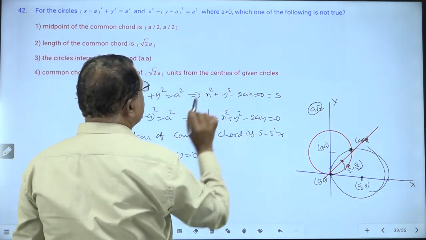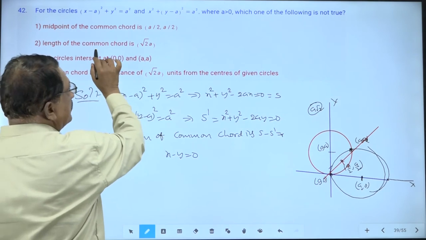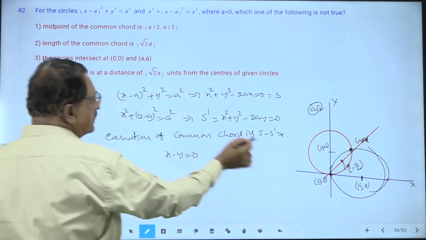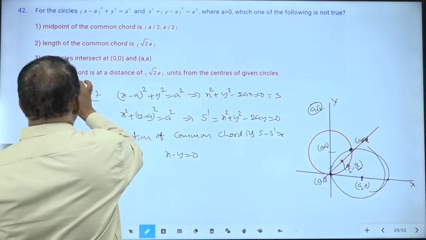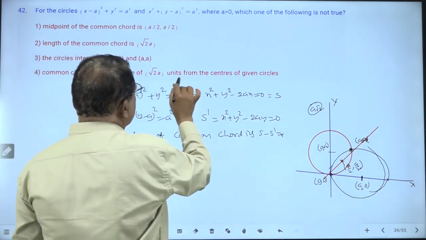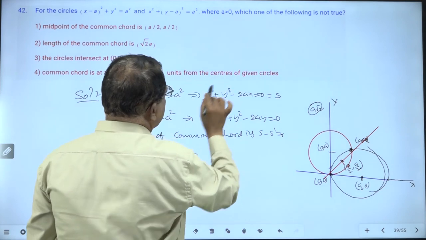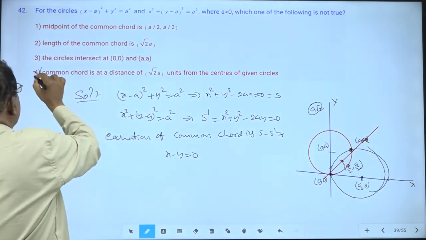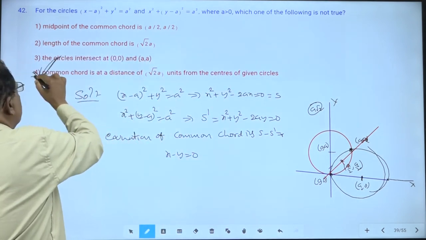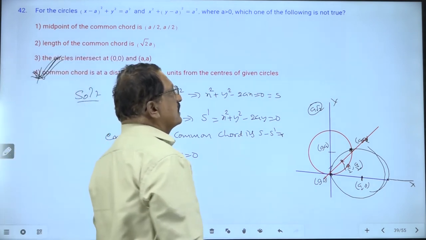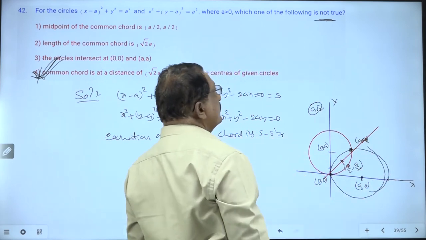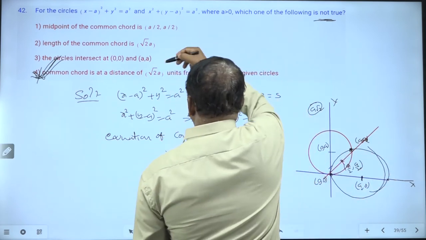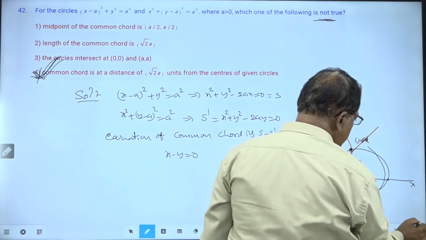It is correct. But which of the following is not correct? Length of the common chord equals a root 2. That is also correct. It intersects at (0, 0). Common chord at a distance root 2 a from the centers: now it is the wrong answer. Actually, option 4 is the one that is wrong, because the question asks which of the following is not true. The first 3 are true. The fourth option is wrong.